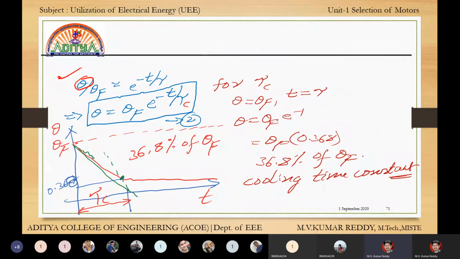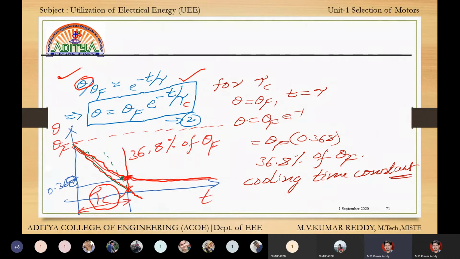Okay, now the graph is drawn for this expression. This is the graph, and now we have to find the value of tau c in a graphical manner. Draw a tangent, and wherever this tangent cuts the x-axis, draw a perpendicular line to the curve.